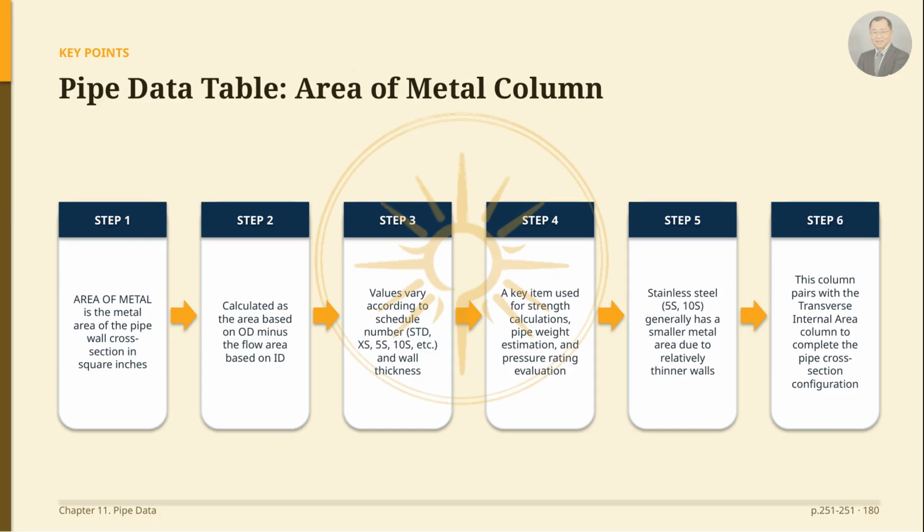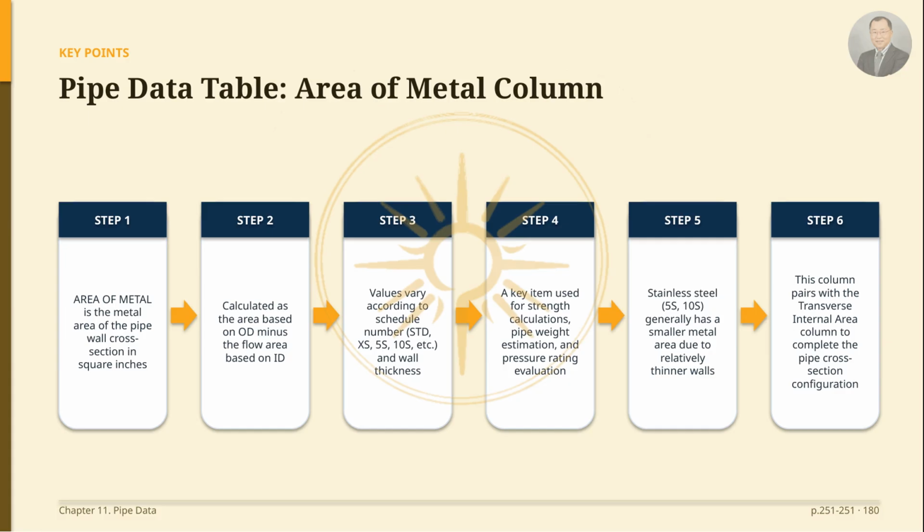Next, I will introduce the area of metal column. This value represents the area occupied by the metal in the pipe wall cross-section in square inches. Conceptually, this metal area is obtained by subtracting the flow area based on the inside diameter from the total cross-sectional area based on the outside diameter. The value varies depending on the schedule number and wall thickness, with differences between schedules such as STD, XS, and those for stainless steel like 5S and 10S.